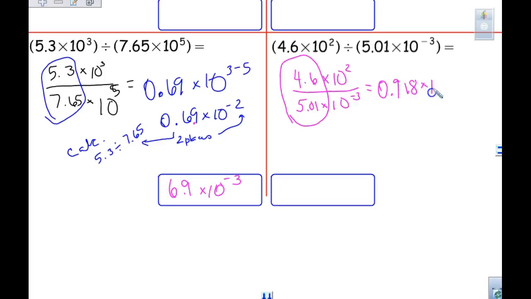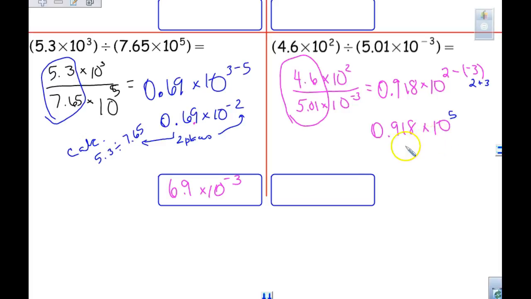0.918 times, what am I doing, Avery, with my exponents when we divide? Subtracting. So I'm going to have 2 minus a negative 3. So I have 0.918 times 10. But when I have minus a negative, that's really the same as 2 plus 3, right? Minus a negative changes to add. The opposite of negative 3 is positive 3.